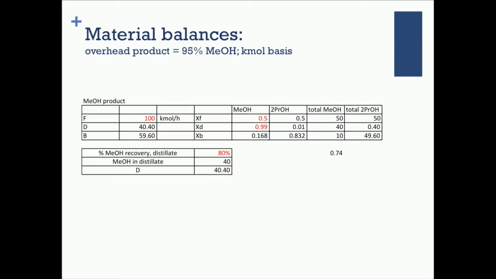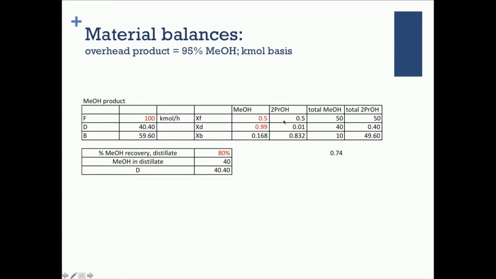The other thing that I've done on these slides is I've done some overall material balances for the distillation column. Here I've done it for an overall product of 95% methanol. This is not technical grade, as I said. It's less than technical grade. But here we've done this on a 100 kilomoles per hour feed basis, and we've got a value for the distillate and the bottoms. The distillate is just about 40 kilomoles per hour, and the bottoms are about 60 kilomoles per hour. And so this gives you an idea of what the overhead stream is.